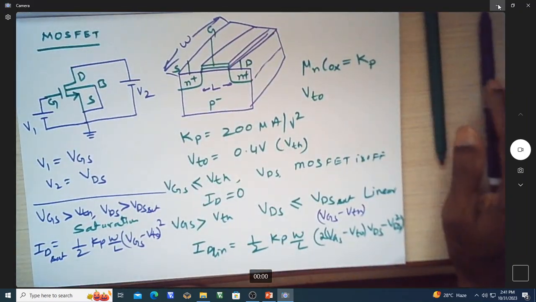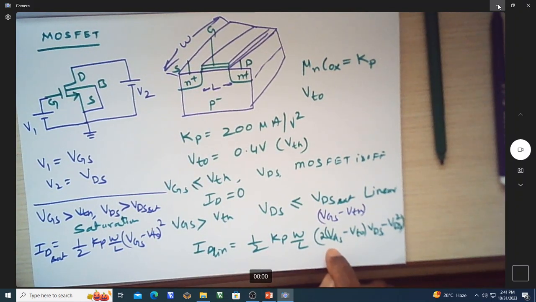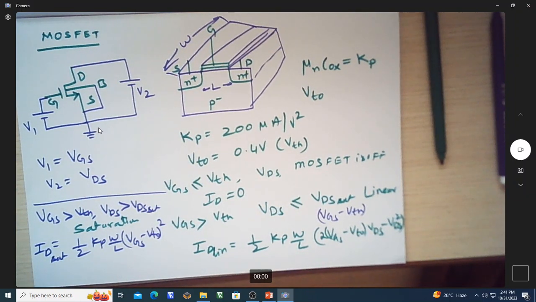So let us try to verify the MOSFET currents for different values of VGS, Kp, W/L and VTO. Okay, let us try to get these values verified.